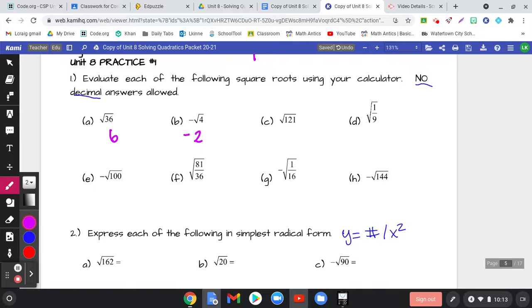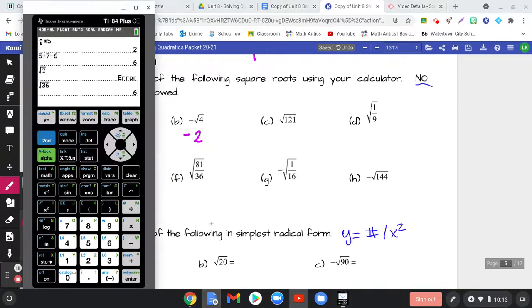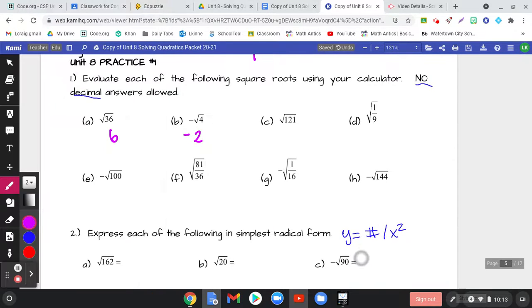Square root of 121, again, if you're not sure, type it in. Second x squared, 121, 11. All right, if there's a fraction, not a big deal. We're doing the square root of 1 over the square root of 9, or you could put it all in as a fraction into your calculator, you get 1/3.